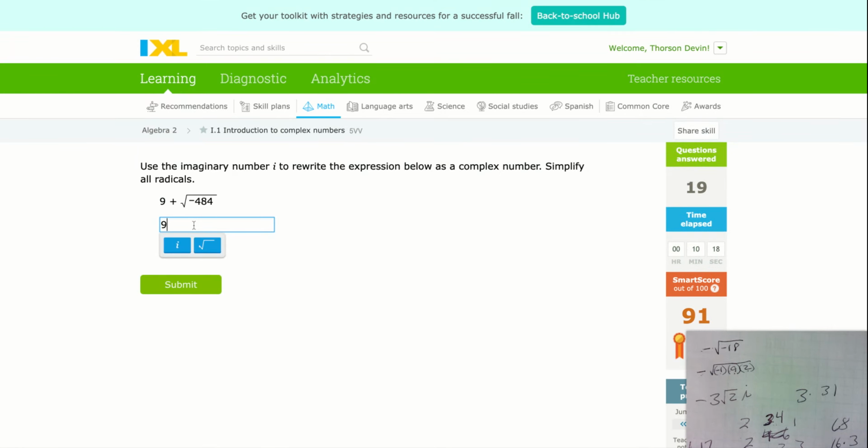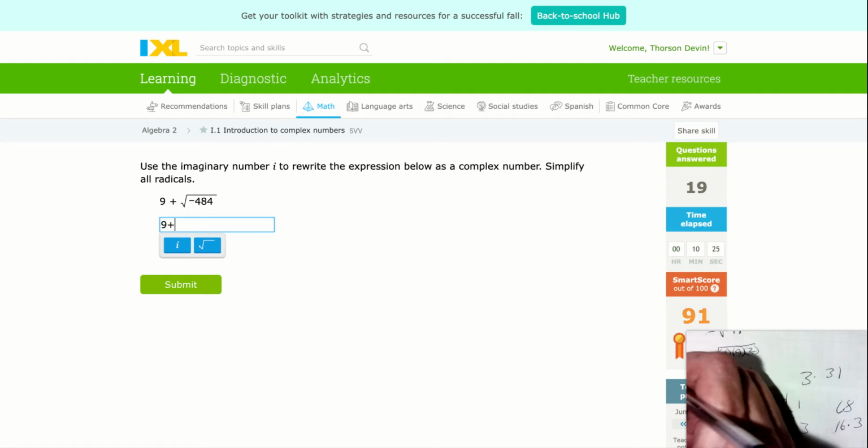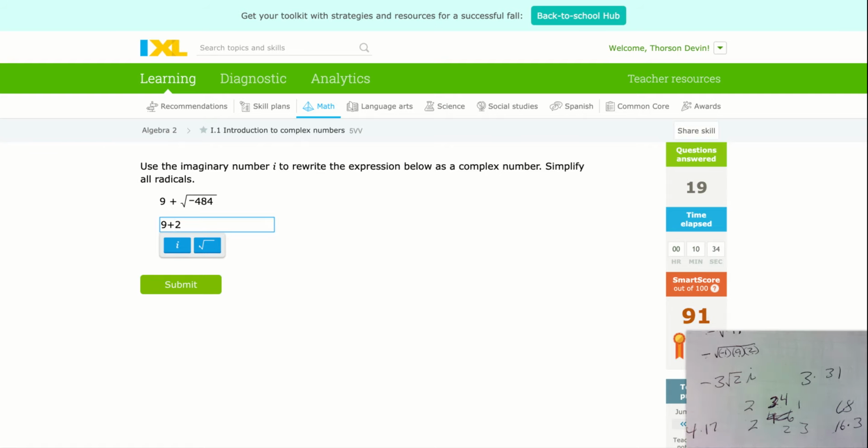Again, 9 plus the square root of 484. Well, let's see, that's 4 times 121. Yeah, 121, which is 11. So 11 and 2 is 22. So it's 22i.